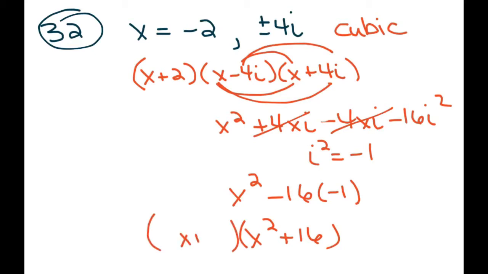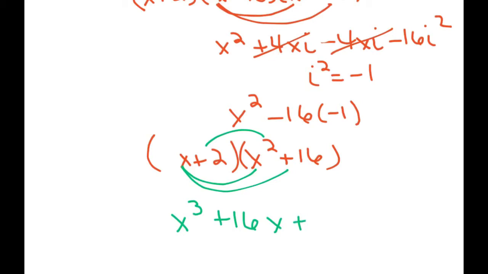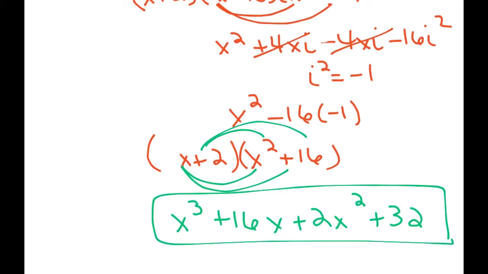But I have not done anything with that x plus 2 yet. So now it's time to deal with that. So I'm going to FOIL again. x cubed plus 16x plus 2x squared plus 32. And that would be the cubic polynomial whose solutions are at negative 2, positive 4i, and negative 4i.